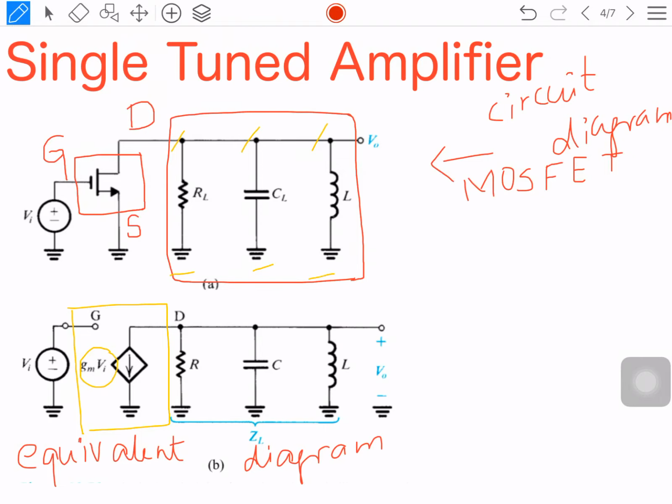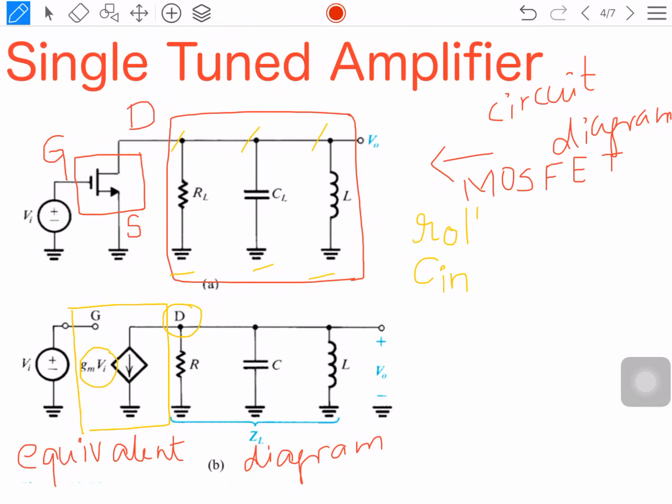In the same way, the output terminal, we know that it is a drain. Between the drain and the ground terminals, I have placed all the three elements in parallel. In the circuit diagram, we have seen that it is RL and CL. But in the equivalent diagram, I have placed it as R and C, because when you are taking the equivalent diagram of a MOSFET, it is having some internal resistance and also some internal capacitance Cin. This will be present between the output terminal and the ground terminal.